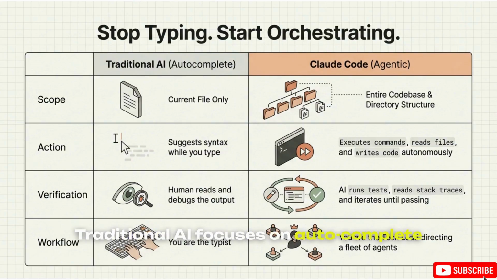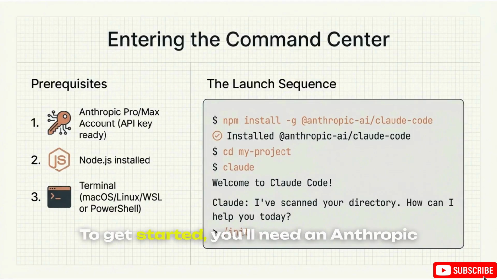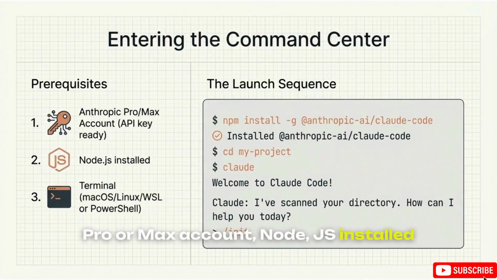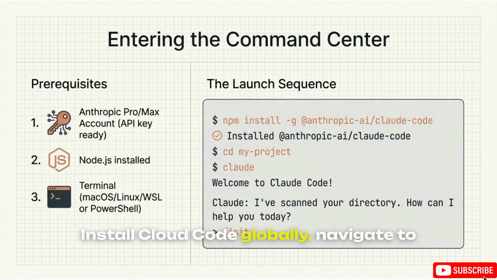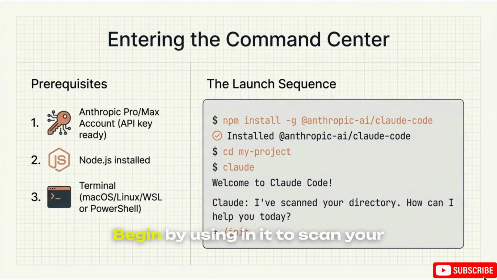Traditional AI focuses on autocomplete within a single file. Claude Code acts as an agent, working across your entire codebase, executing commands, writing code, and verifying its own output autonomously through testing. To get started, you'll need an Anthropic Pro or Max account, Node.js installed, and a terminal. Install Claude Code globally, navigate to your project, and type Claude to enter the command center. Begin by using init to scan your directory.